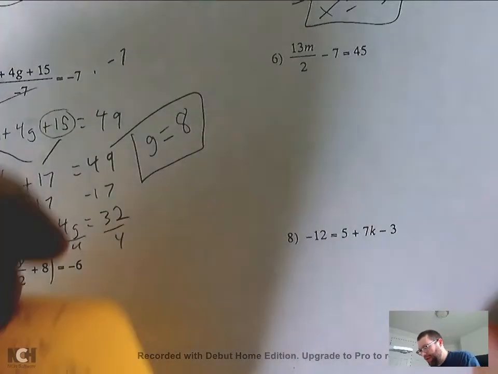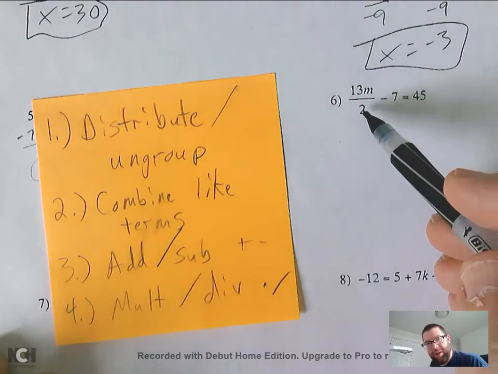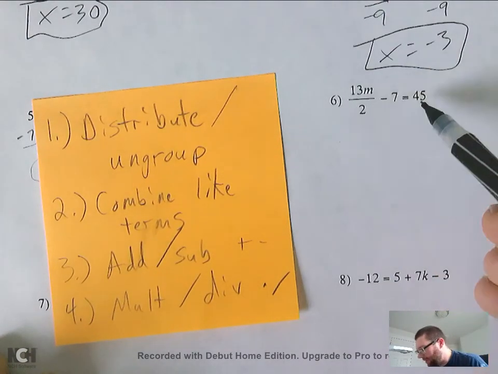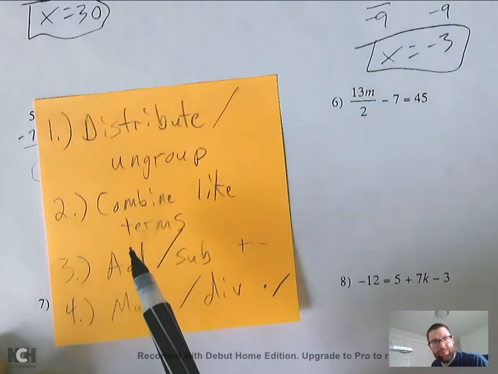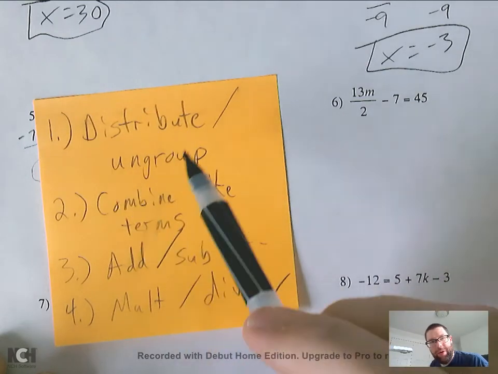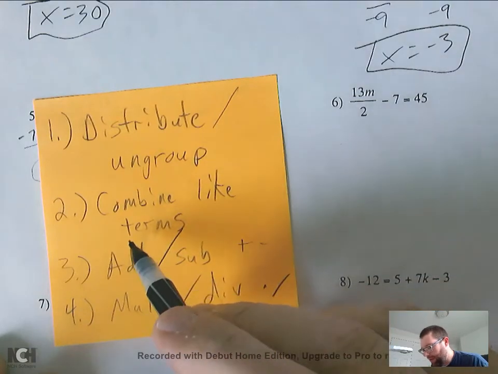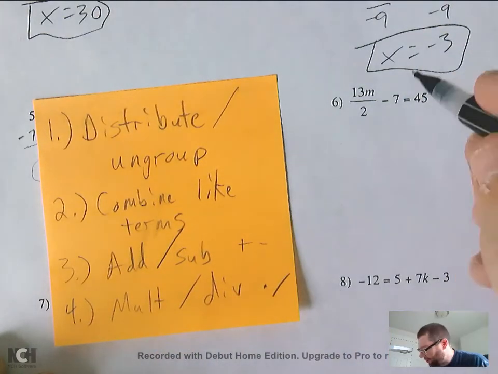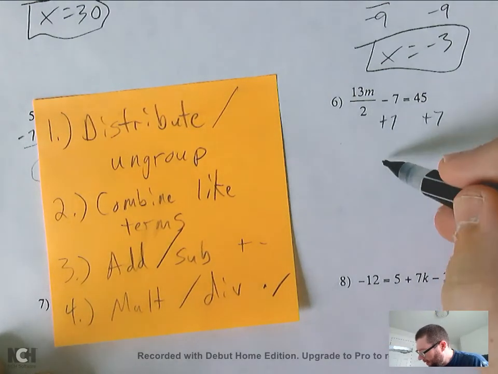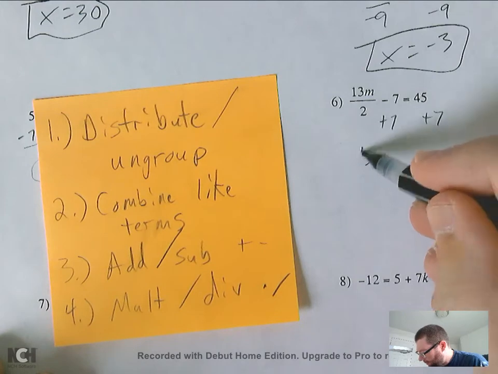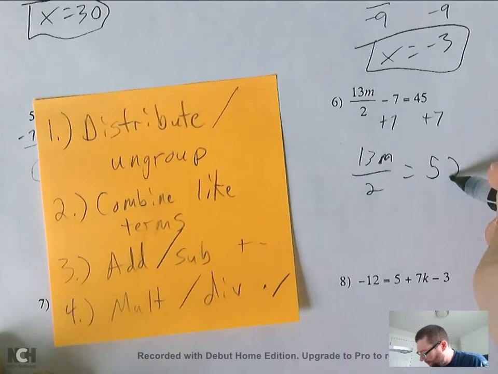Okay, let's try another one. So this one, some students get fooled. They think to multiply by the 2 first, but it's not grouping anything, right? It's just got one term. So we're going to follow our steps. Okay, so there's nothing to distribute. I don't have any like terms, so I'm going to get rid of the add, subtract first. So I'm going to get rid of this plus 7. So minus 7, and that gives me 13m over 2 is equal to 52.